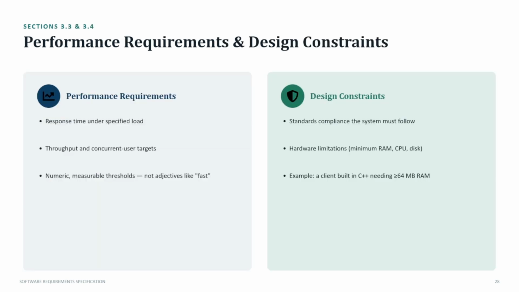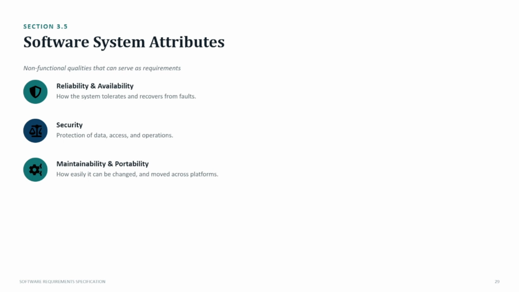Okay, then performance and design constraints: what kind of performance should be there, what will be the hardware limitations for performance, how many users can use it, how fast should the outcome be. Can you make it slow, or should it be very fast? It depends on the use case. Then software system attributes, reliability, security, I've already mentioned this, right?